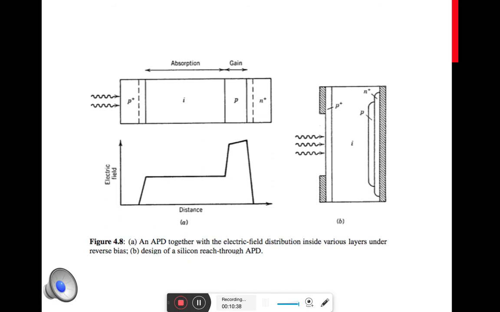so that the number of carriers can be increased, hence the current can be increased, and the potential will be higher on the P side. As you can see from the electric field versus distance diagram, the higher potential is in the newly formed P layer because more carriers are there. The intrinsic layer will also have an electric field, but it will be lesser than that of the P layer. So this is the basic working of an avalanche photodiode.